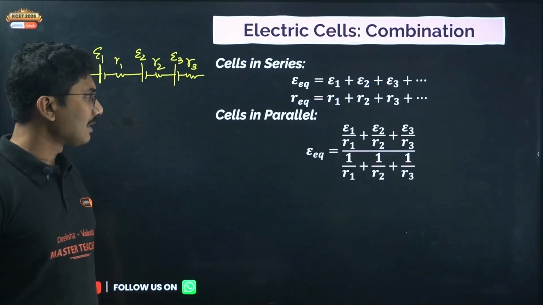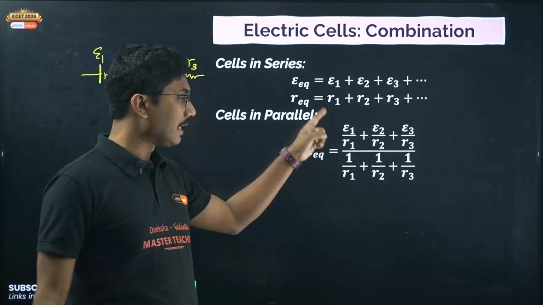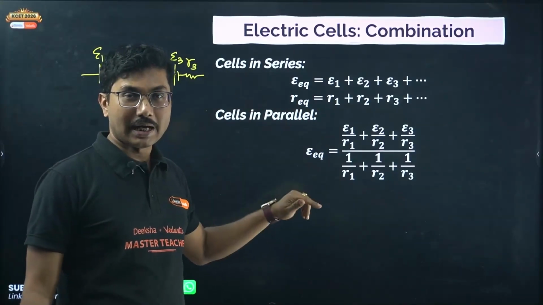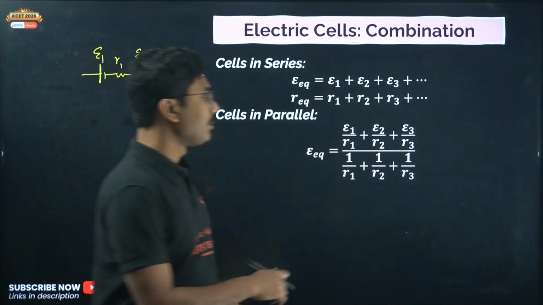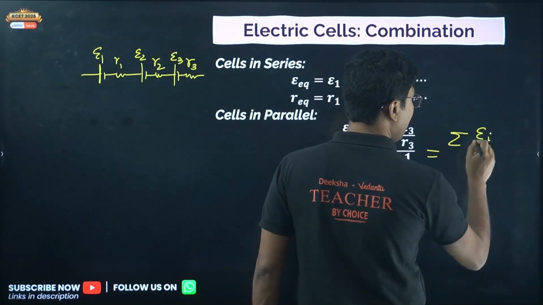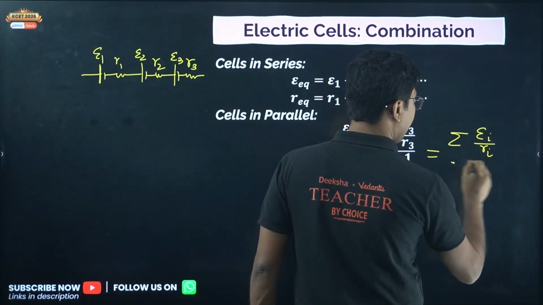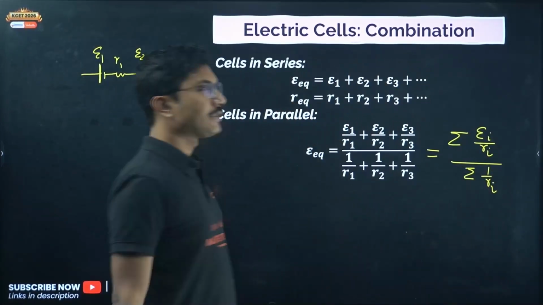In case of parallel combination, the equivalent EMF is given like this: epsilon divided by R, divided by 1 upon R. Remember this as a shortcut: sum of all epsilon i by Ri, and then sum of 1 by Ri. So this is the shortcut formula.